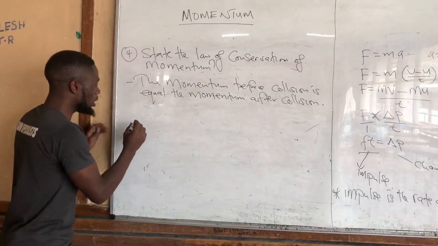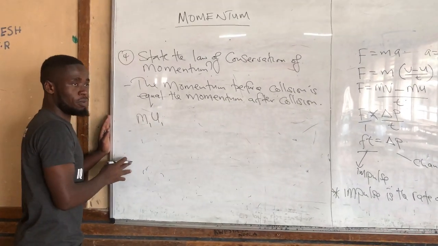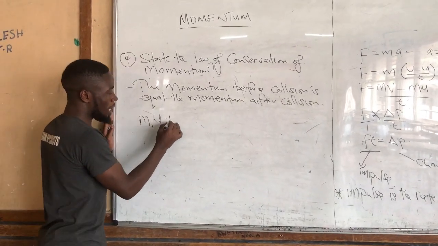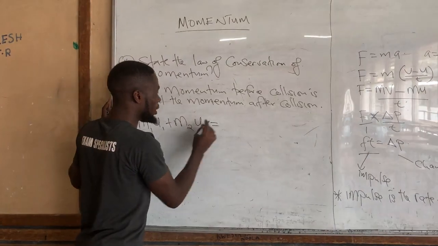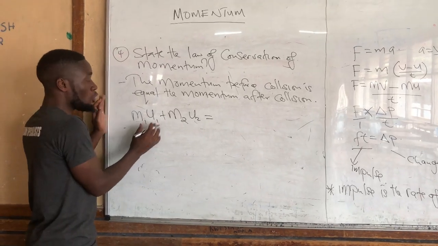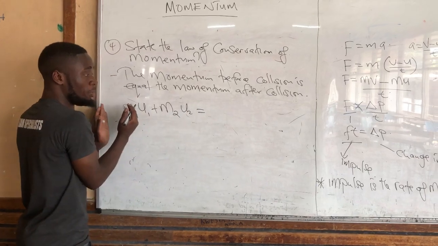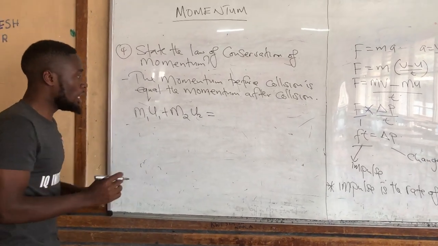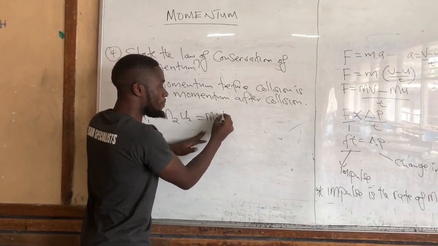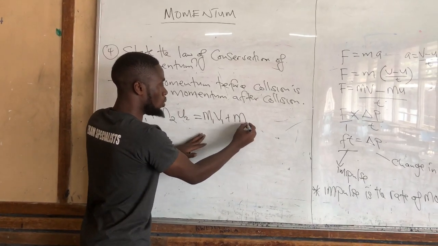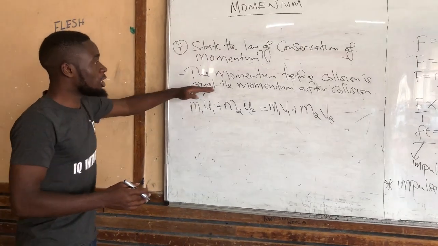Let's say you have body 1, with mass 1 multiplied by initial velocity 1, plus mass 2 multiplied by initial velocity 2, is equal to what? So this is before collision, before they hit each other. Then it is equal to mass 1 multiplied by final velocity 1 plus mass 2 multiplied by final velocity 2. So this is the meaning of this statement.